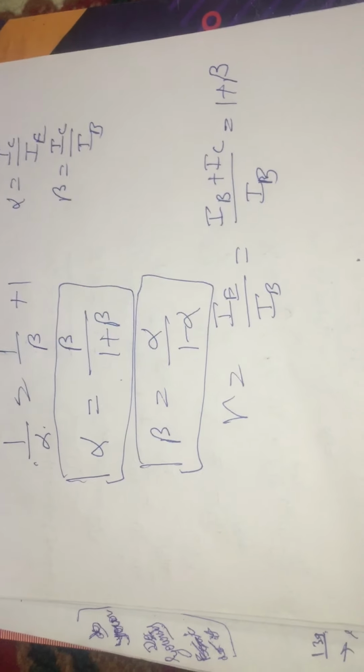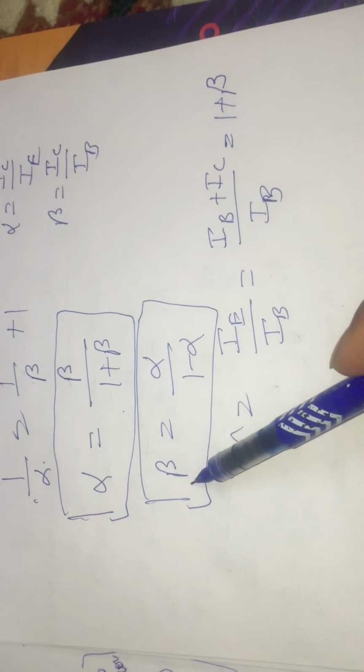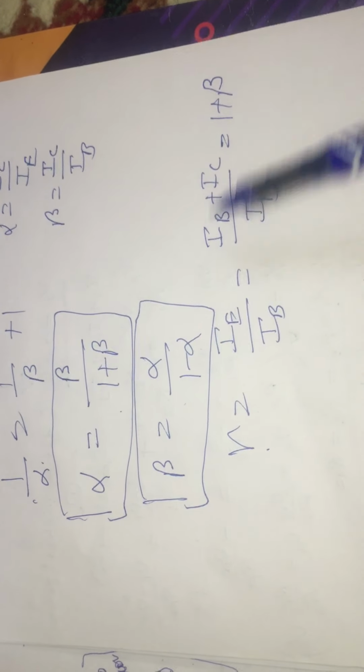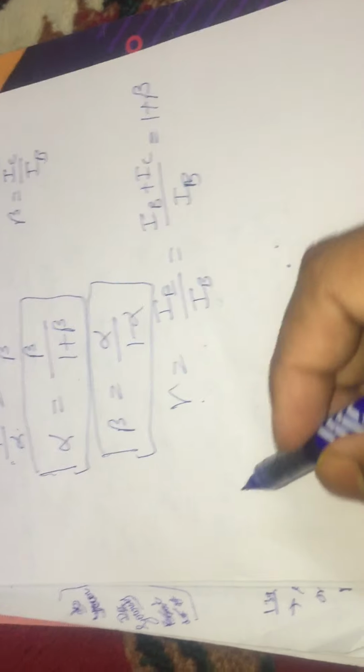In the examination it comes: what is the relation between alpha and beta? Alpha is equal to beta upon 1 plus beta, beta is equal to alpha divided by 1 minus alpha, and gamma is 1 plus beta. This is the relationship.